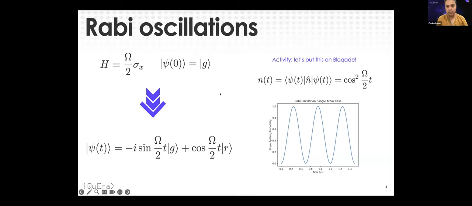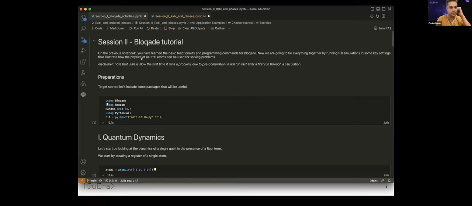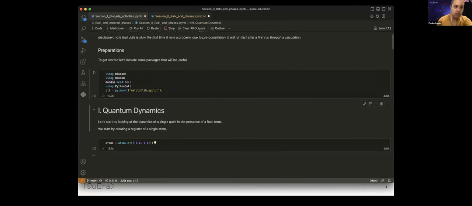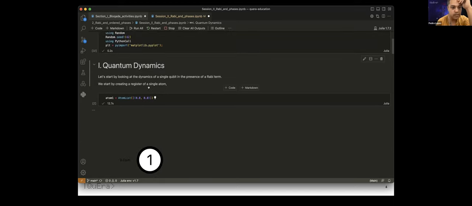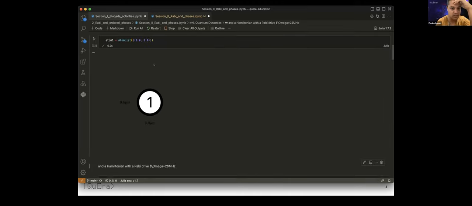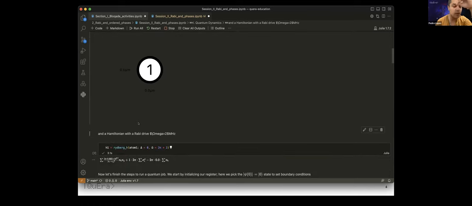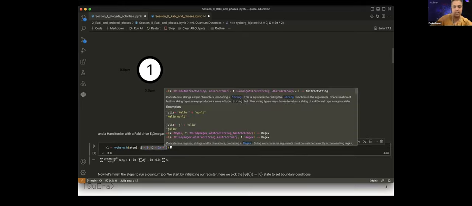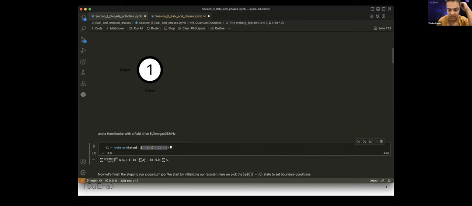So what we'll do is to try to put this on blockade to see what the pipeline of doing a simulation looks like. The way it's going to go, I'm just going to import a few packages that are important. We're going to have one atom, which is highly unexciting. So it's going to be an atom list with one qubit, one atom position at 0, 0. That's what we have here. And we are going to create a Hamiltonian that is going to contain the waveforms. Instead of creating the waveforms separately, I'm putting the waveforms directly in the Hamiltonian function. This is something that we had not seen yesterday.